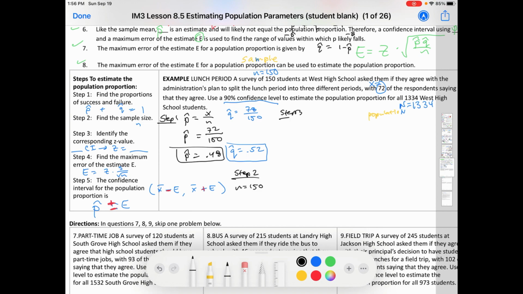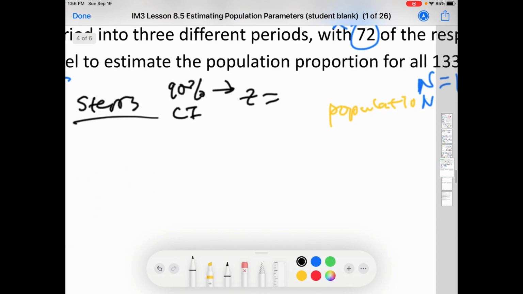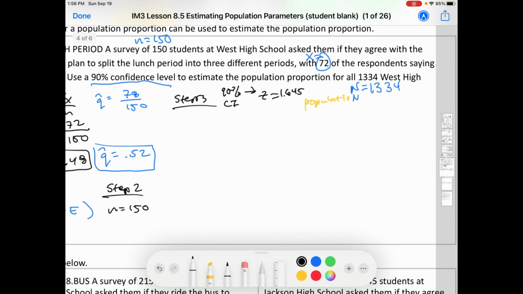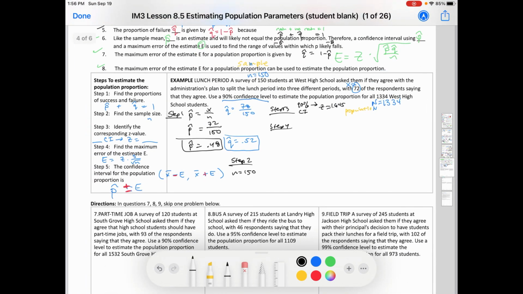All right, step 3, our confidence interval of 90% basically gives us a z-score. Look back at your chart. Looking back at my chart, 1.645. Okay, step 4. Find the maximum error of the estimate.